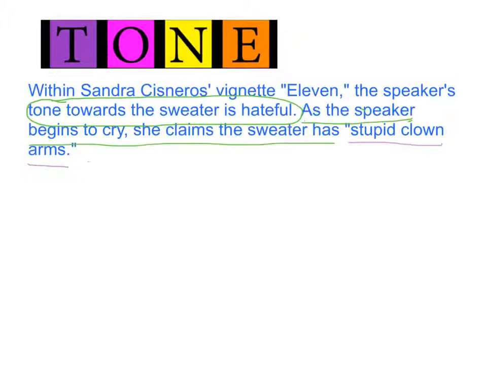So my evidence statement now states, as the speaker begins to cry, she claims the sweater has, quote, "stupid clown arms." In the link portion of my analysis paragraph, I must now explain how my quote proves my inference right. Thus, I must explain in at least 2 sentences how the quote, "stupid clown sweater arms," proves that the speaker's tone towards the sweater is hateful.